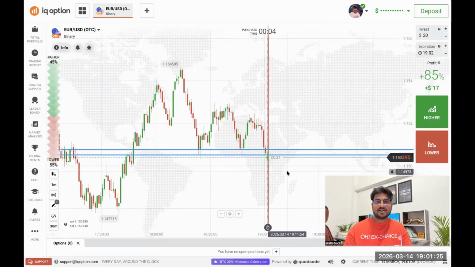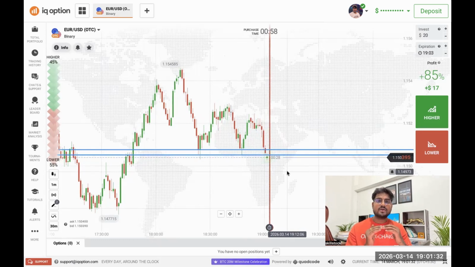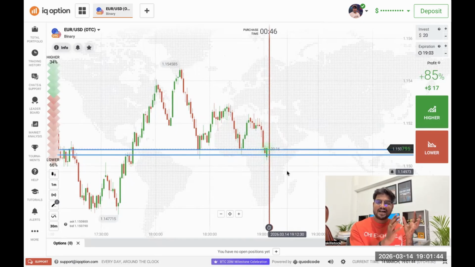All right, let's try to understand the level first. What are levels? There are two types of levels. One is the resistance level. The line which we place on the top is called the resistance level. The line which we place at the bottom of the market is called the support level. When we place lines based on past events, that is called a support and resistance level.